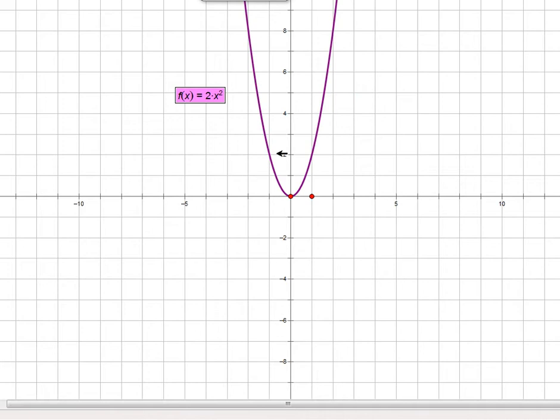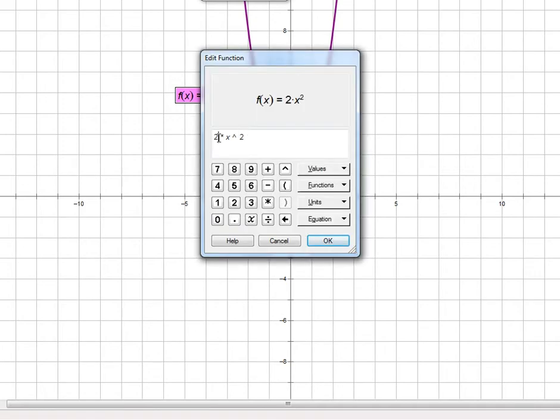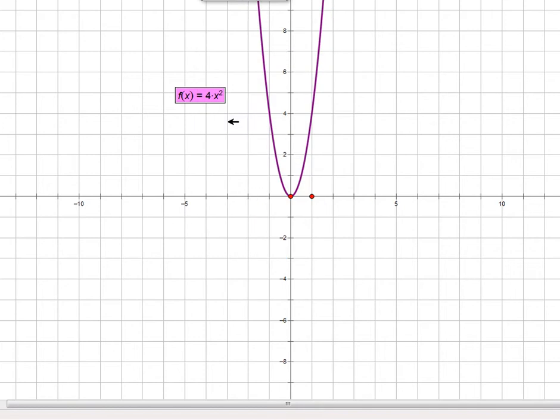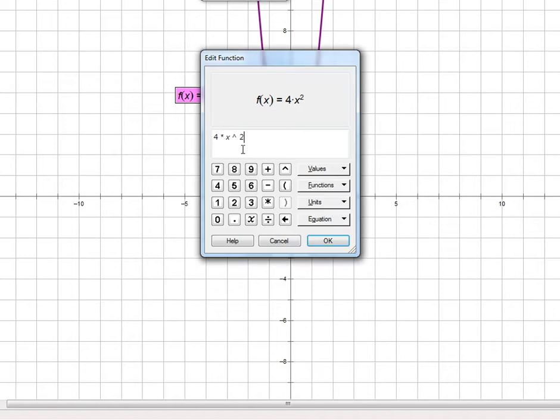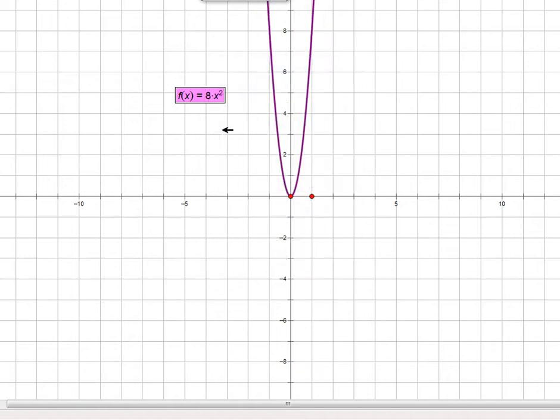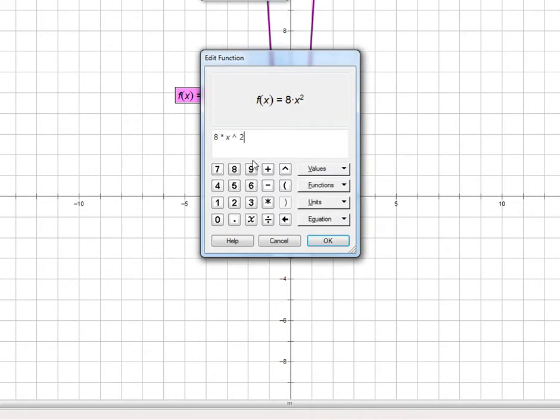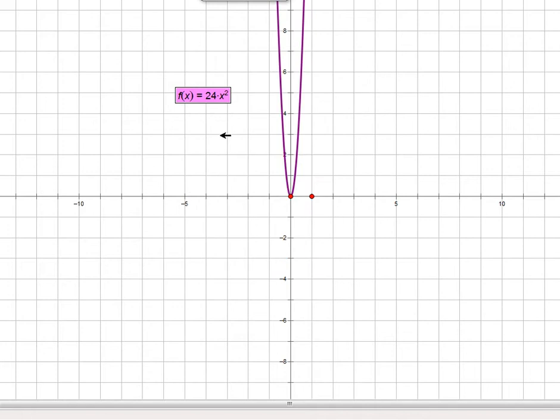What happened? Seemed like it got a little skinnier. So let's make it 4 this time. What happened? Got even skinnier. Let's make it an 8. It's getting skinnier every time. So let me make it something ridiculous, like maybe 24. So what can we say as the number in front of x squared is getting larger? The parabola gets skinnier. That's right.